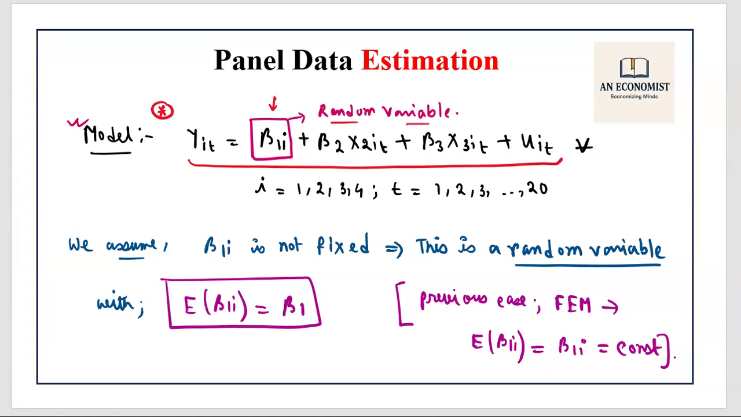Which kind of a random variable? The expected value of this random variable is simply beta 1. Now we will go into the structure of this beta 1i. The point of distinction to remember is that in the fixed effect model, the structure is the same, but the expected value will be simply beta 1i only. This was a constant. If you take the expectation of a constant, it will be the constant only, right?